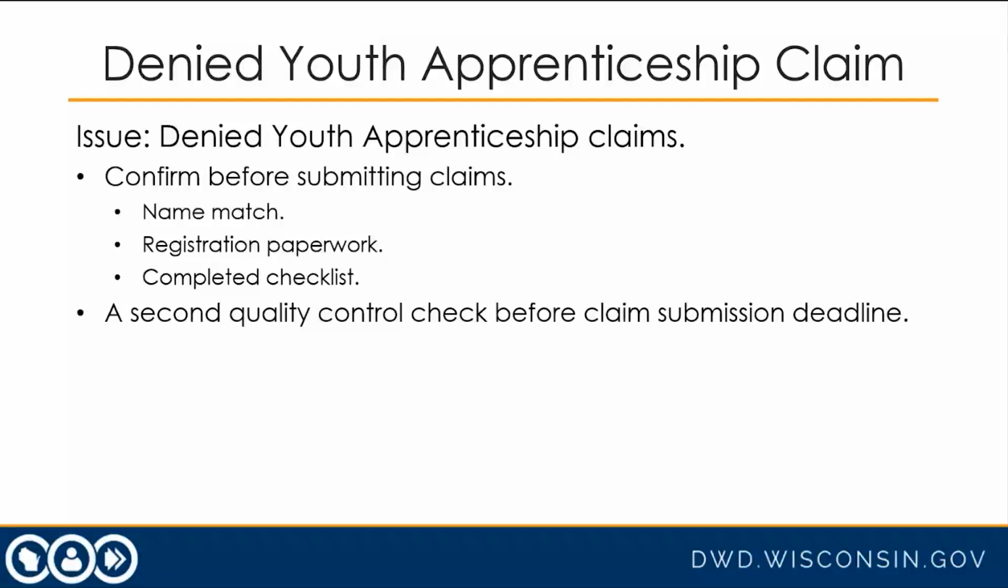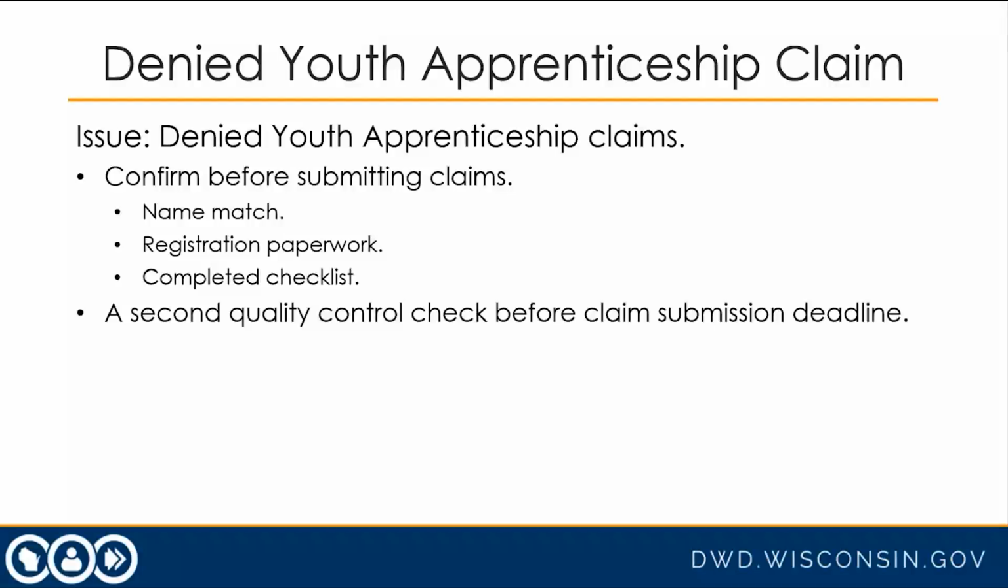Districts should develop internal processes to ensure that every YA claim has corresponding paperwork uploaded to the YA database by YA's deadline later in the year. The system needs a name match, as mentioned in a previous slide. We still see cases where YA is missing registration paperwork. This is problematic. Make sure that the registration paperwork is on file. Finally, make sure that the completed checklist has been uploaded to the YA database by YA's deadline.